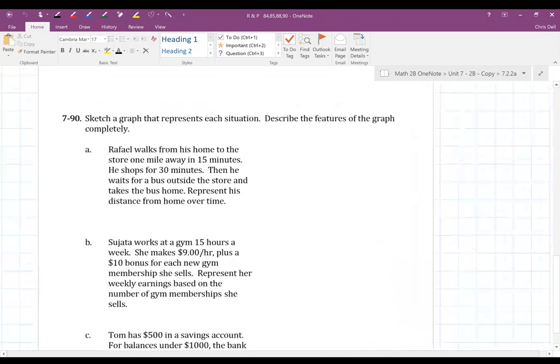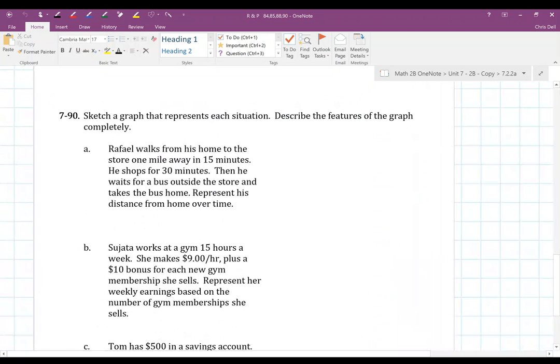We are looking at, given a situation, can you create a graph from a situation and then describe that graph? So this is coming from CPM Math 2, and this is specifically section 7.2.2, Number 7-90. So we've got three situations that we're going to create graphs for. So I'll walk you through that process.